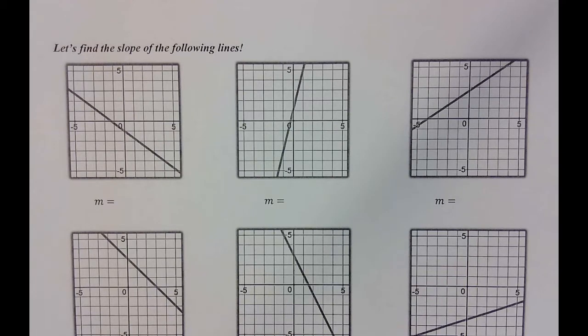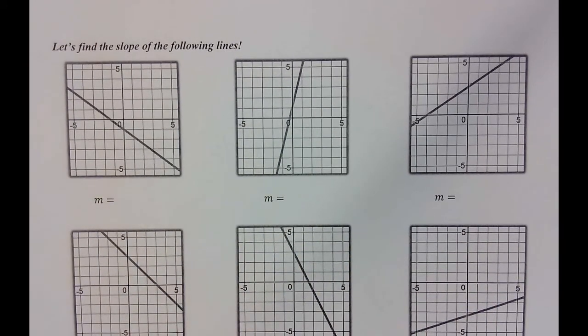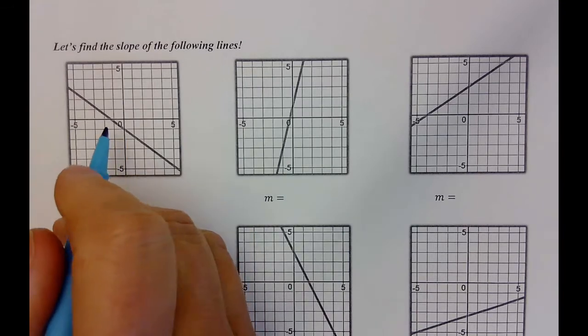Here are a couple of examples of our formula to find the slope, or using the graphs to find the slope. So we're going to use the graphs for 3 of these, and then I'm going to use the slope formula for the other 3. I might show you a couple of ordered pairs as well. So I'm just going to use the graph here.